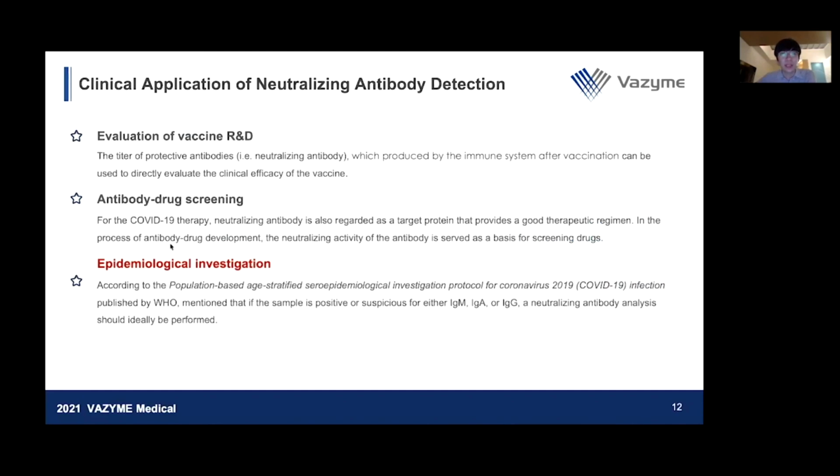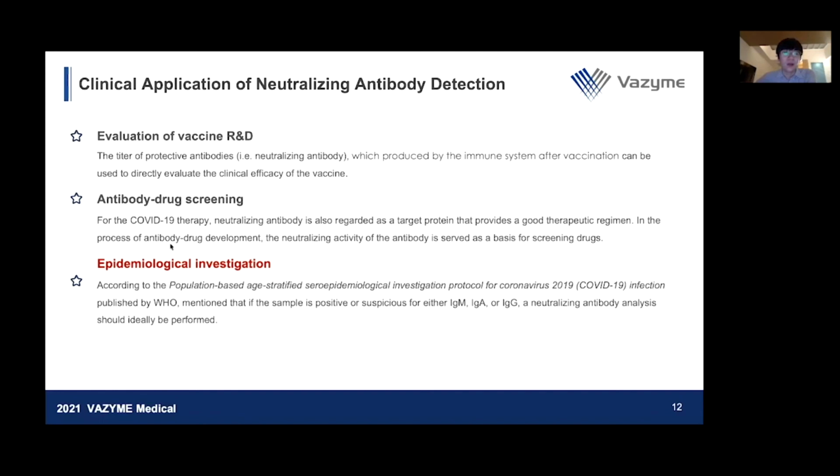So why is neutralizing antibody detection so important? I think the most important objective to detect the neutralizing antibody is for epidemiological investigation. According to the WHO, if a sample is positive or suspicious for antibodies, neutralizing antibody analysis should ideally be performed, especially now that more and more people will get vaccination.